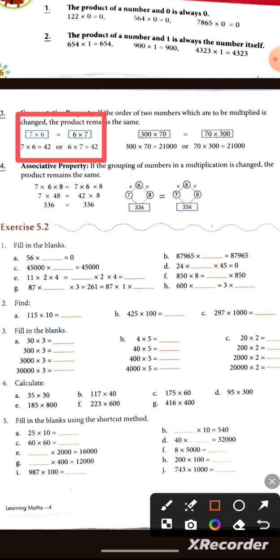Okay, let's see. 7 into 6 is equal to 6 into 7. See, 7 into 6 is equal to 42, and 6 into 7 is equal to 42. And that is the property: if you change the order, whether you first write 7 and then 6, or first write 6 and then 7, the product will remain the same.